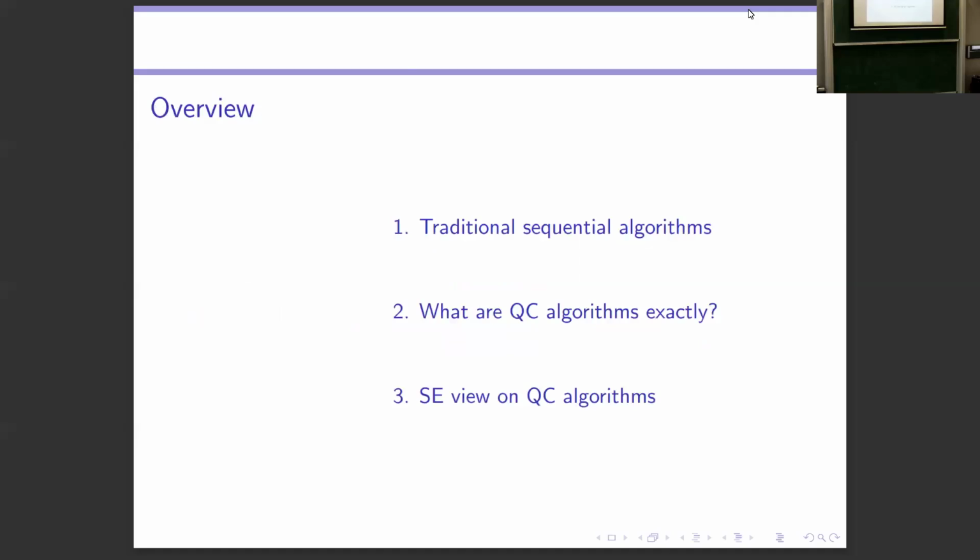So this is the overview. I'll have to explain what traditional classical algorithms are, and then recall what quantum circuit algorithms are exactly. And at the end, show that quantum circuit algorithms are essentially classical sequential algorithms.